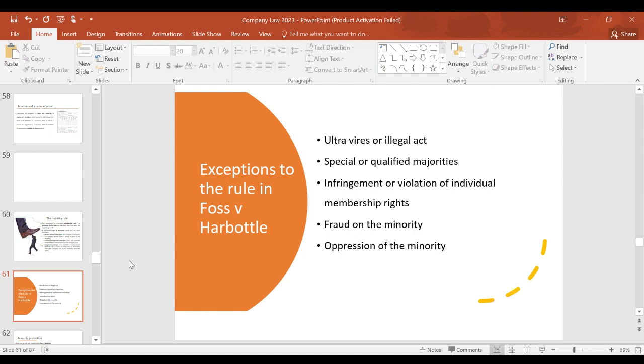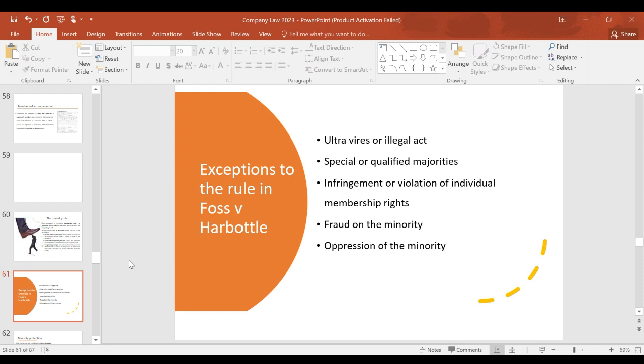There can also be a special or qualified majority decision. We may have an element where a specific decision can only be made by way of a special or qualified majority. There may be a special majority where we say maybe two-thirds, or maybe 75% of total votes, to be for a particular action to be authorized by the members. And if the vote happened but they have not attained the qualified or special majority, then such decisions may also be challenged.